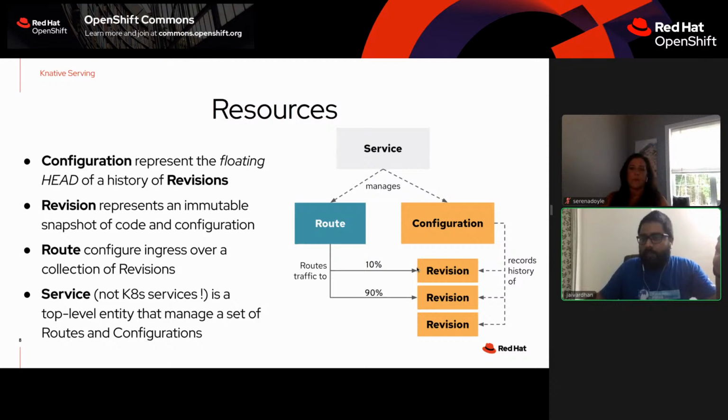So assume that you are working on some cool feature which we want to roll out, but not to the entire user base, only to a subset of the user base. You can decide based on percentage. We can go as low as 1% and as high as anything. So this is what revisions, routes, configuration, and service are.